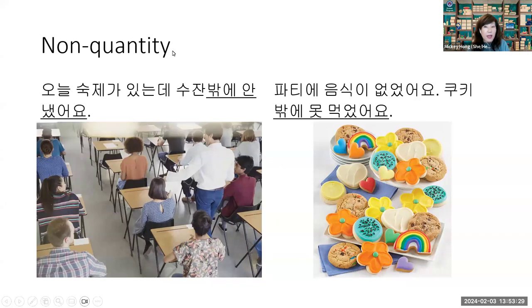As I just mentioned, it can be non-quantity, like it's just that person. 오늘 숙제가 있는데 수잔밖에 안 냈어요. There's a homework today, but except for Susan, nobody turned it in. Nobody else turned in but Susan. 파티에 음식이 없었어요. That's bad, right? 쿠키밖에 못 먹었어요. So there was no food at the party. I couldn't eat anything but cookies. Okay. You had no choice. So 못 instead of 안 in 못 먹었어요, because that's all you could eat, because they only had cookies.